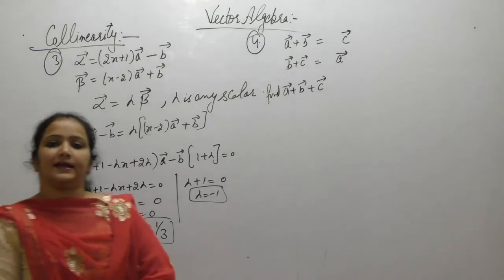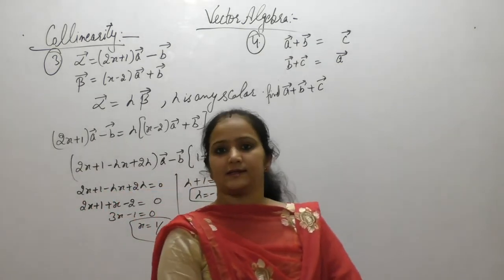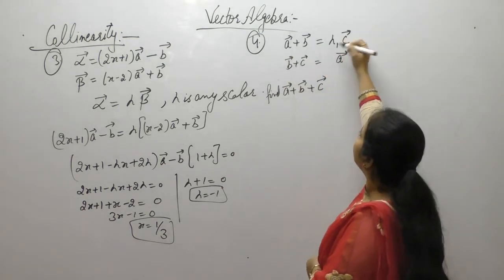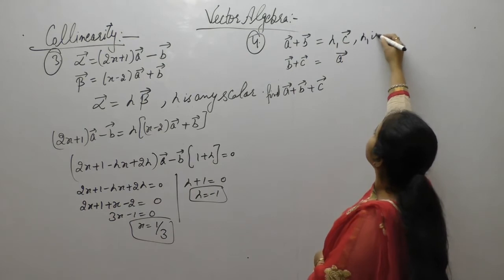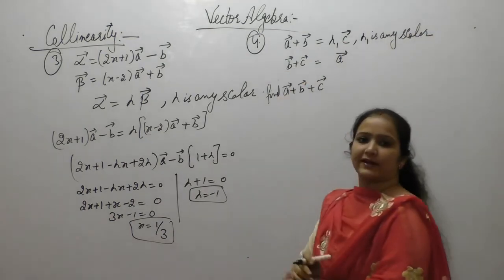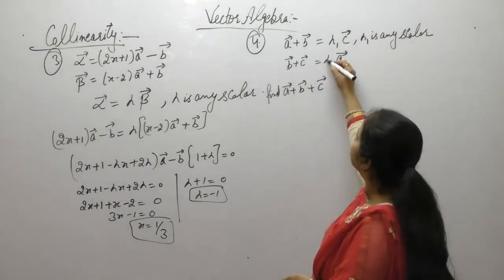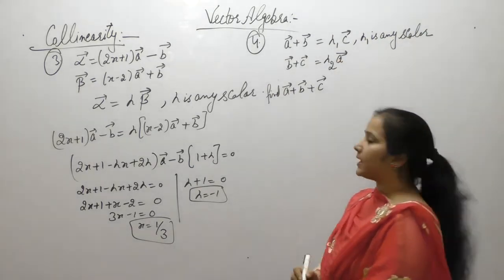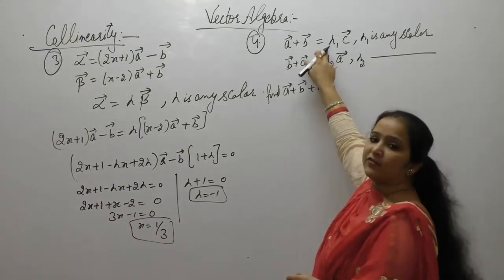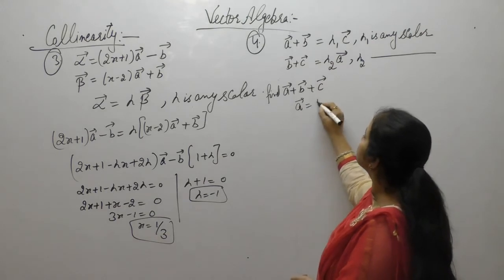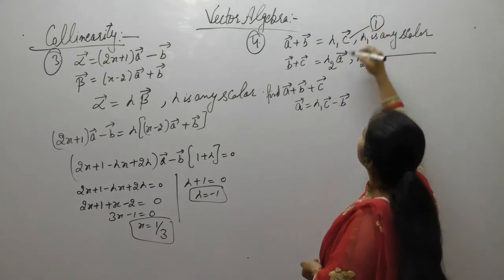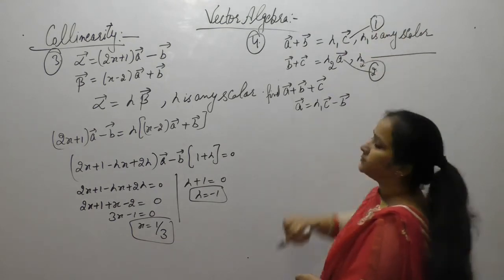We have given that A, B and C are non-null vectors and A plus B is collinear with C. So let it be lambda 1 C, where lambda 1 is any scalar. B plus C vector is collinear with A vector, let it be equal to lambda 2 A vector, where lambda 2 is any scalar. From here find the value of A vector, that is lambda 1 C vector minus B vector. Let this equation be 1 and this be 2.